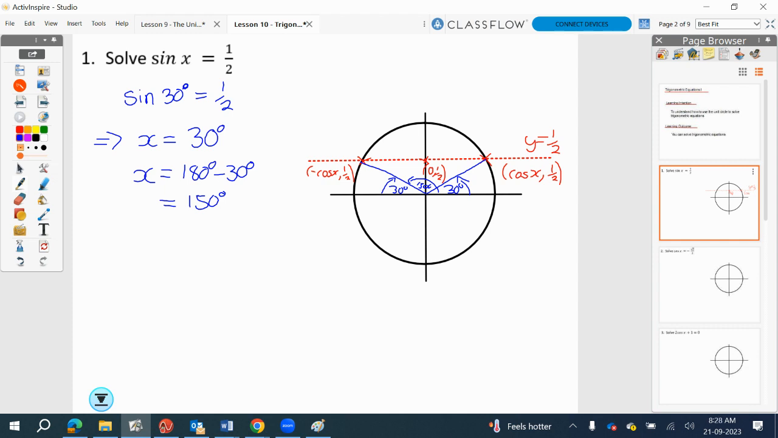That diagram is fully correct. Any solution is visible here. Okay, let's look at the answer here. I did hear a couple of people say, well, is it minus 30? Well, minus 30 is clearly this angle down here. Now that point does not intersect the line y equals a half. This is therefore not a solution.